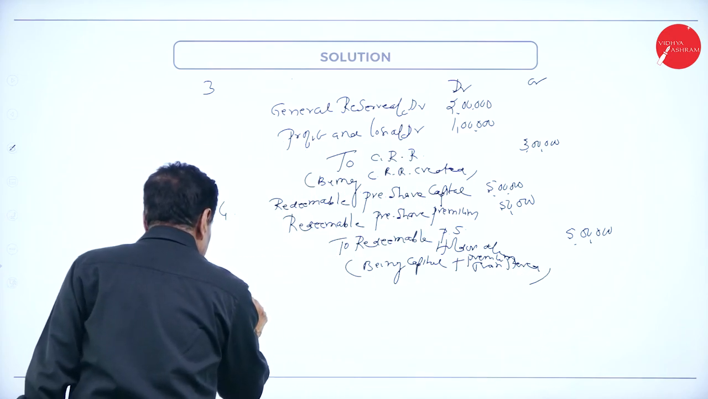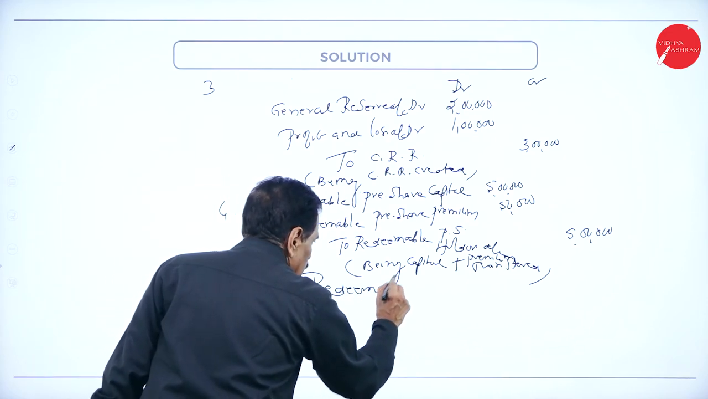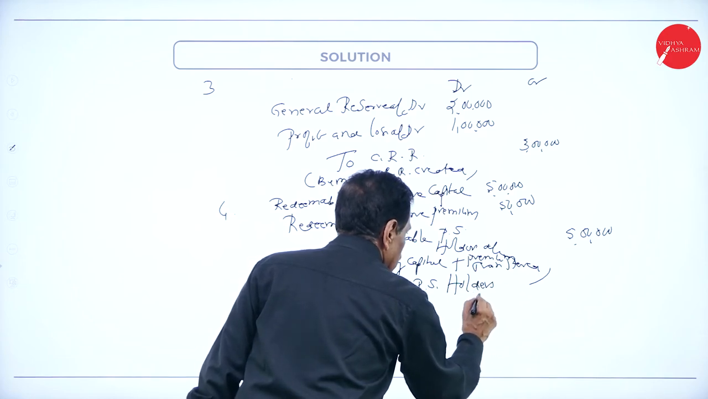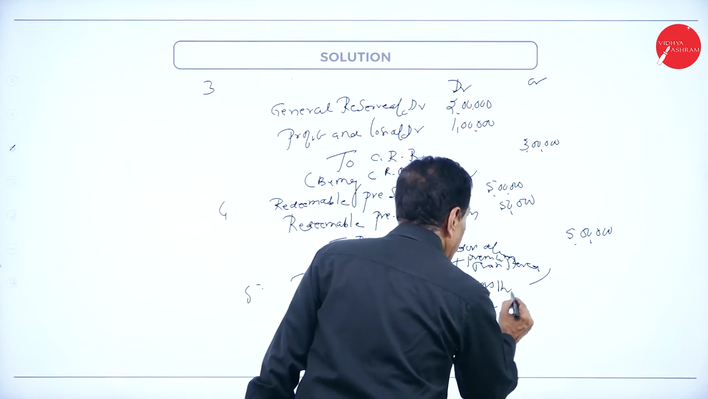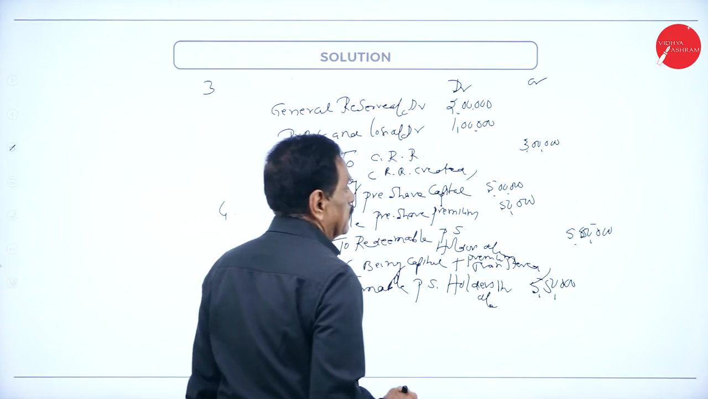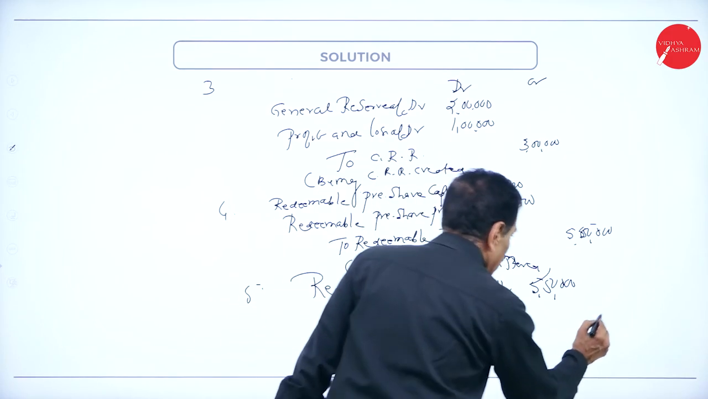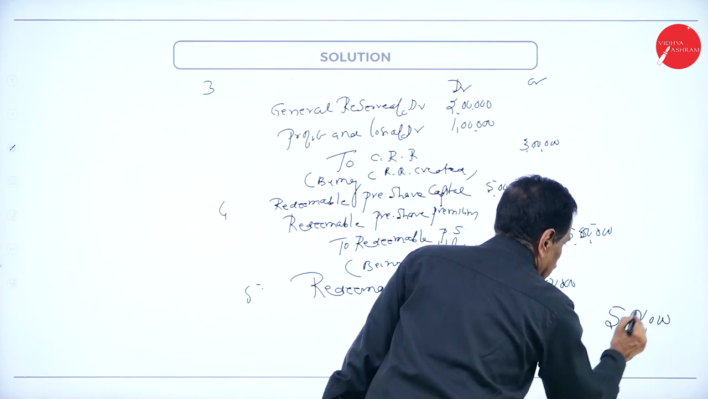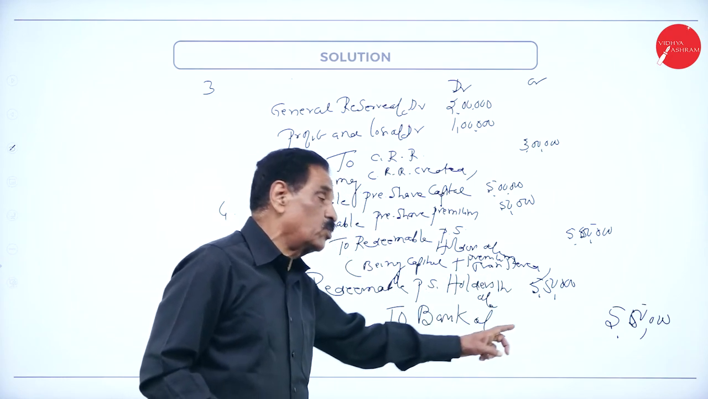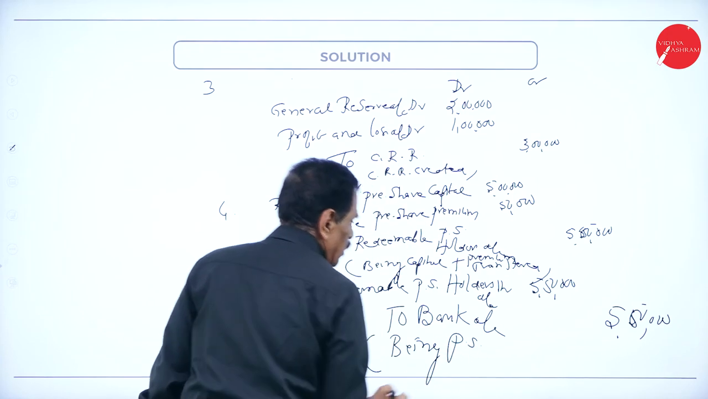Last entry, payment entry. Redeemable preference shareholders account debtor 5,50,000 to bank account 5,50,000. What's the entry? Redeemable preference shareholders account debtor to bank account, being preference shareholders paid.